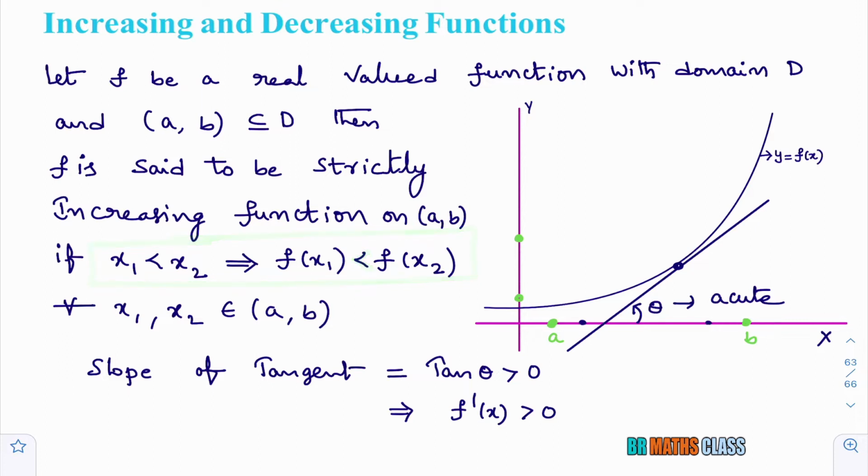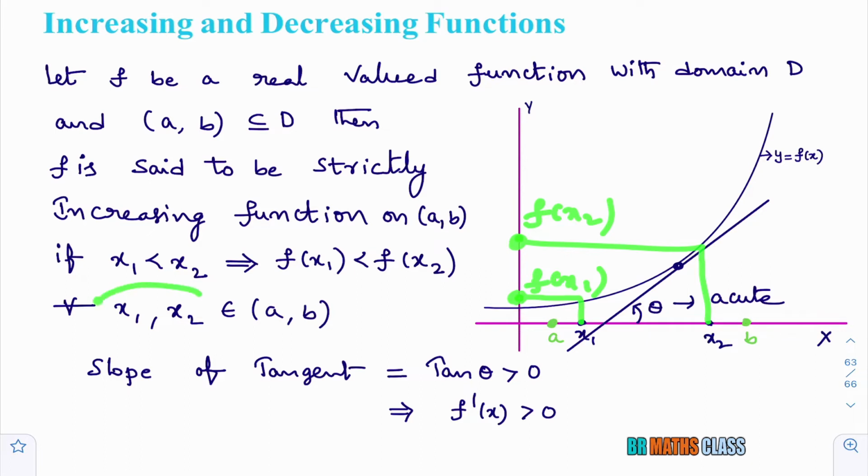For example, I'll take x1, x2. You see here, this is the point x1 and this is the point x2. Please observe this graph. This is x1, this is x2. Where will I get f of x1? You see, this point is f of x1, correct? This is f of x1. Where is f of x2? You see, this is f of x2. F of x1 is clearly smaller than f of x2. I hope you are understanding.